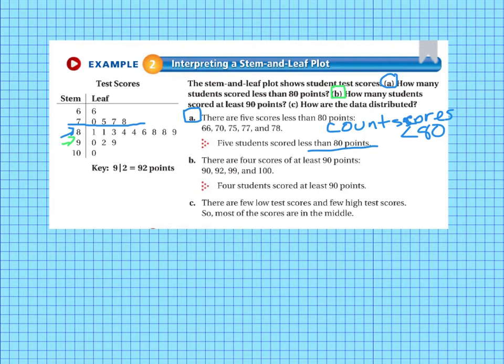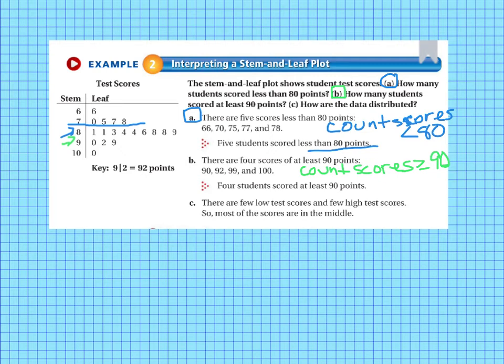So our step here is to count scores that are greater than or equal to 90. And there are 4 of those. So there's 90, there's 92, 99, and 100. So 4 students scored at least 90 points.